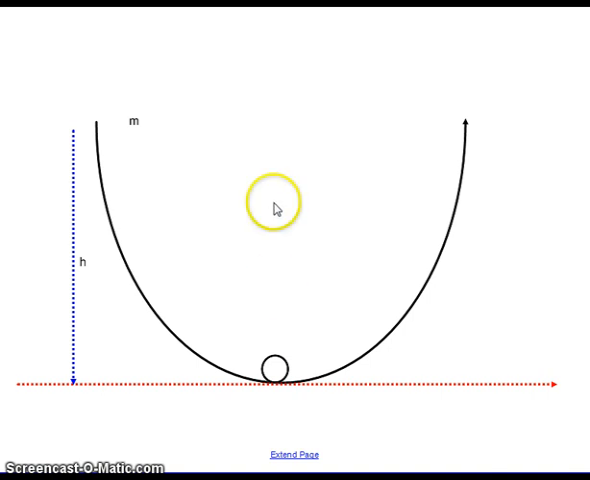Okay, hope that makes sense to you all, and that you understand those 3 components of total energy: kinetic energy, gravitational potential energy, and the work done by friction.